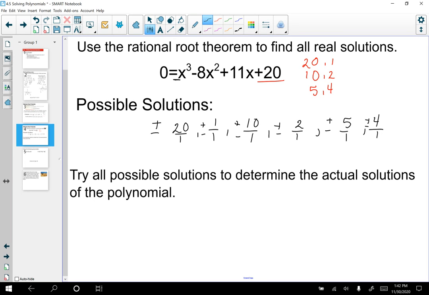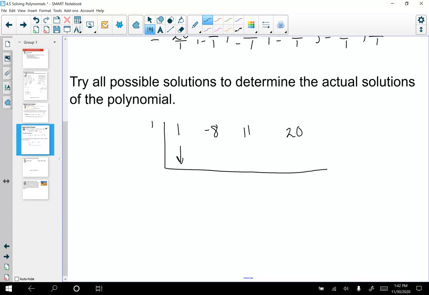So I'm going to set this synthetic division up. Remember, we're using our coefficients. So 1, negative 8, 11, and 20. And what are we going to be dividing by? Well, our possible solutions. And this is just, again, you pick one and try it. I like to start with 1, and if that doesn't work, then I go to negative 1. So I'm going to start with 1 and see what happens here. We will know it is a root if our remainder is 0. Okay, so we need our remainder to be 0.